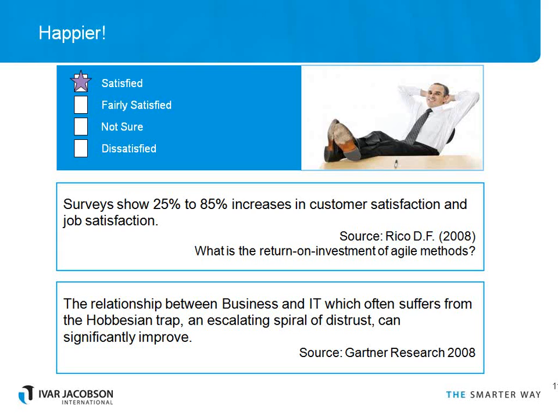The other result of Agile working is this idea of happier. And by happier, we're talking about happier customers. That's happier users, happier sponsors, happier purchasers. And surveys show 25 to 85% increases in customer satisfaction and, importantly, as well as in employee satisfaction and job satisfaction. And this is very important. This is a qualitative measure that we can look at.